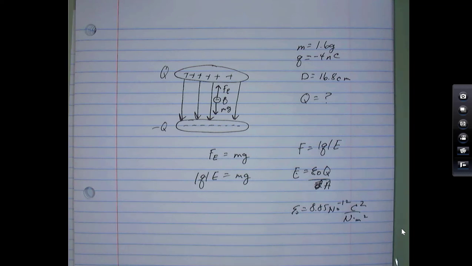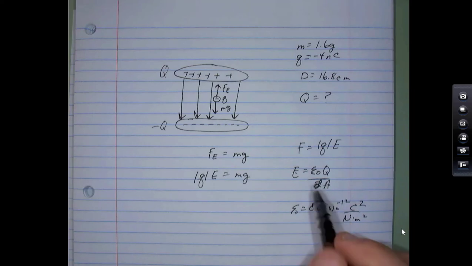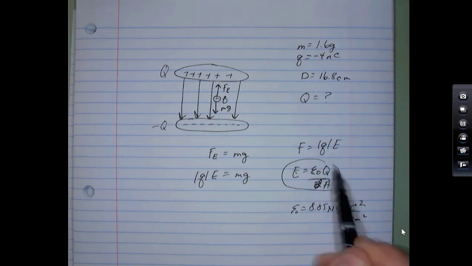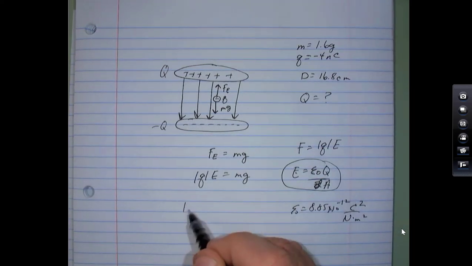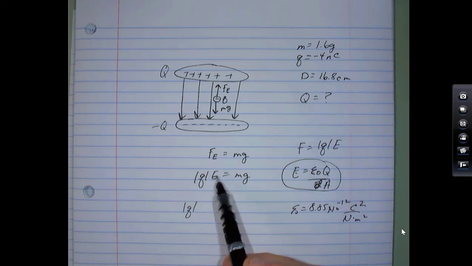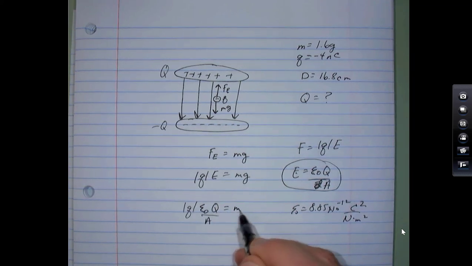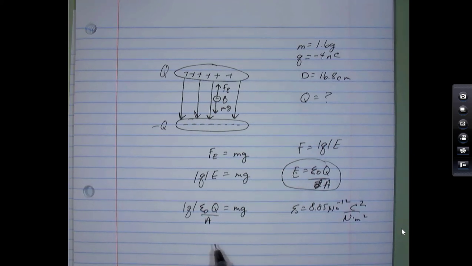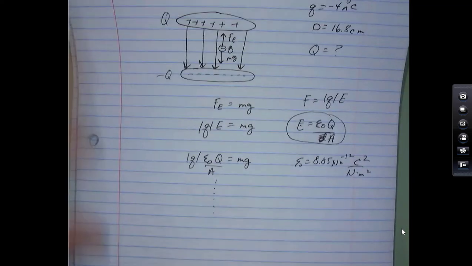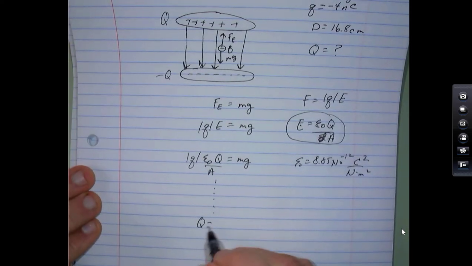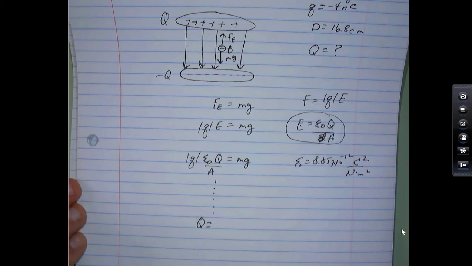Okay, so we can take this for the electric field and plug it in over here. The charge being suspended is equal to E, but E I know now is epsilon naught Q over A, and then that's got to be equal to mg. You still have some work to do at this point. I'm going to put dot, dot, dot. That means do some steps of algebra. Solve for Q. So you can do that.